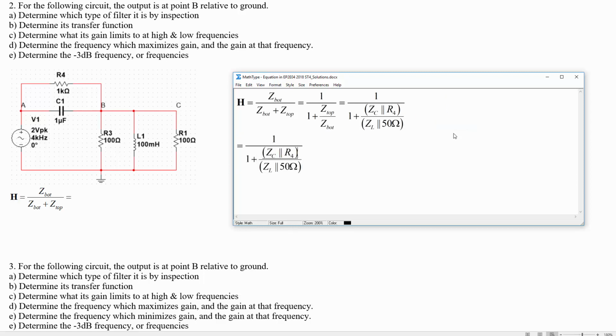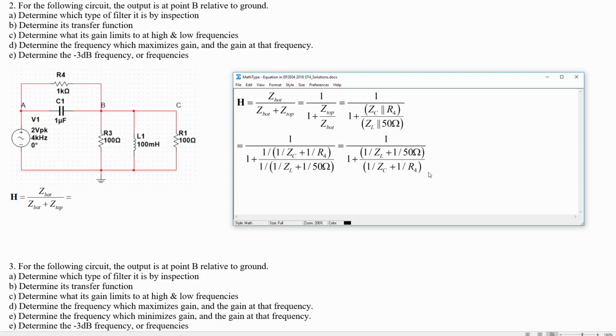So then ZC in parallel with R4 should be equal to 1 over ZC plus 1 over R4. And then same thing here. We've got 1 over ZL plus 1 over 50 ohm. So maybe we can rearrange things a little bit right away and just call this inverted, something inverted like that.